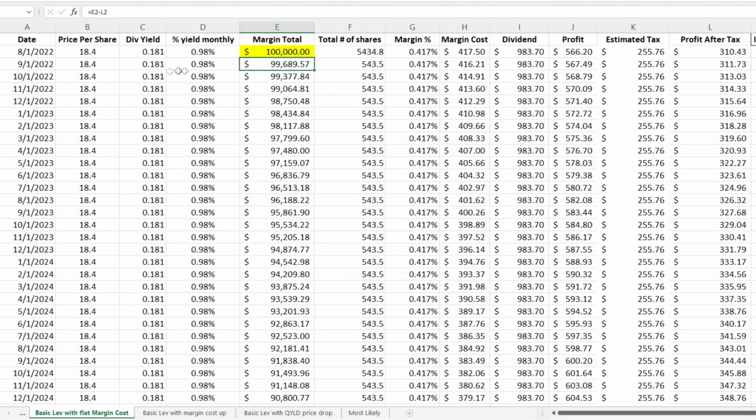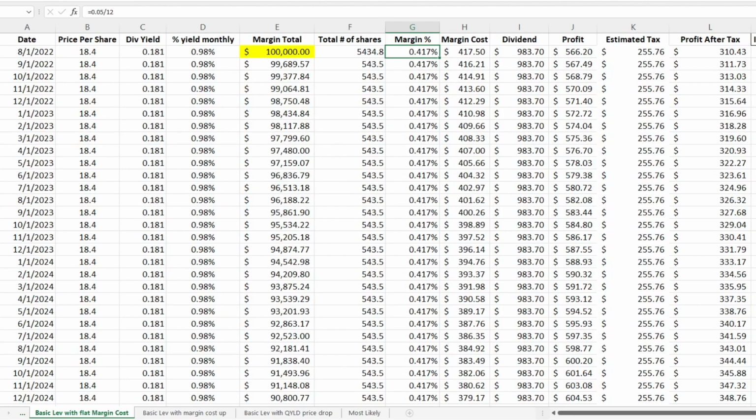So if all stays the same, the dividend yield stays around 1%, the price per share stays flat. Yes, it could go up, yes, it could go down, but it stays flat for this example. And our margin percent does not change. We're assuming that the Federal Reserve does not increase or decrease the federal funds rate.